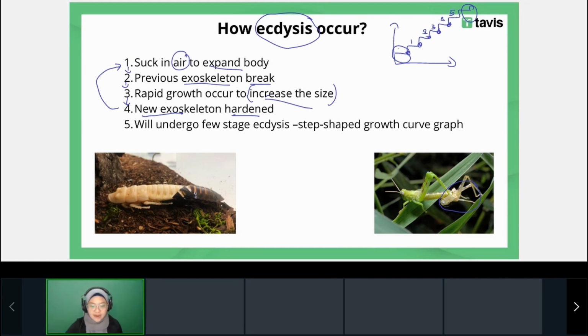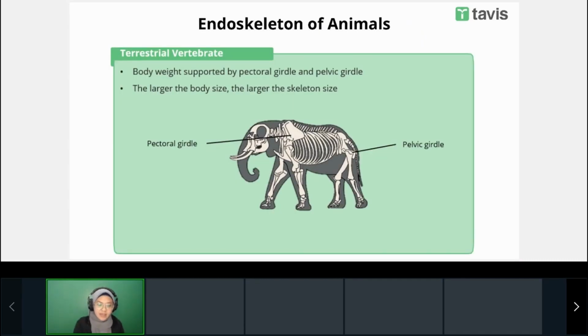Okay, now we're done with ecdysis and the growth of the exoskeleton animal. Let's go to the endoskeleton animal. For endoskeleton animals, we divide into three categories. The first one is the terrestrial vertebrate, the vertebrate on the land. I give an example such as an elephant. In this diagram, for this kind of vertebrate, the bigger the animal, the bigger the skeleton would be. The bigger the body size of the animal, the larger the skeleton size.